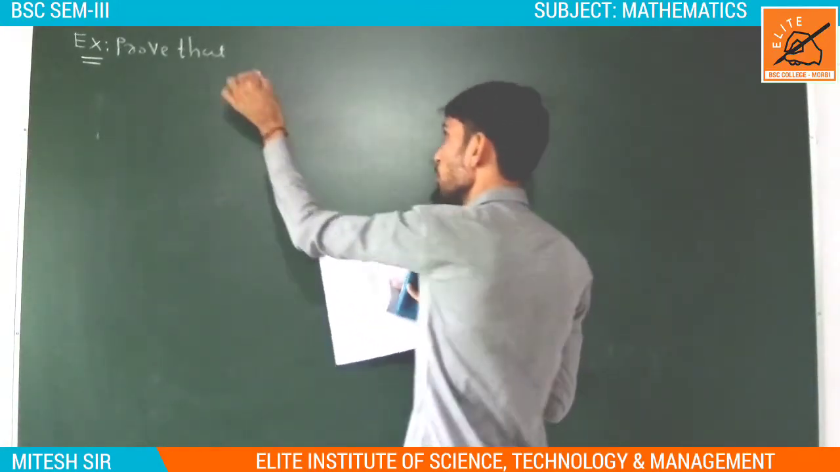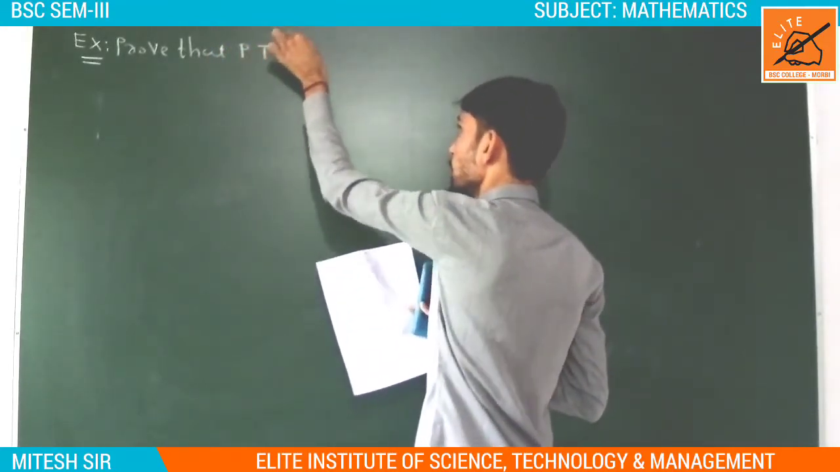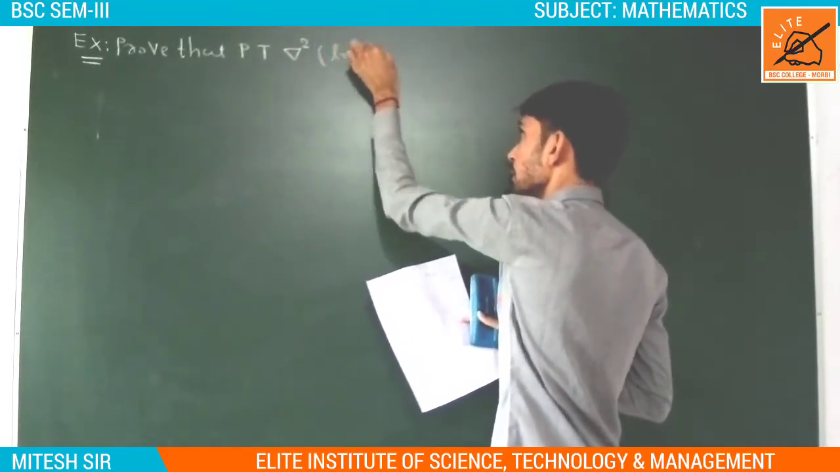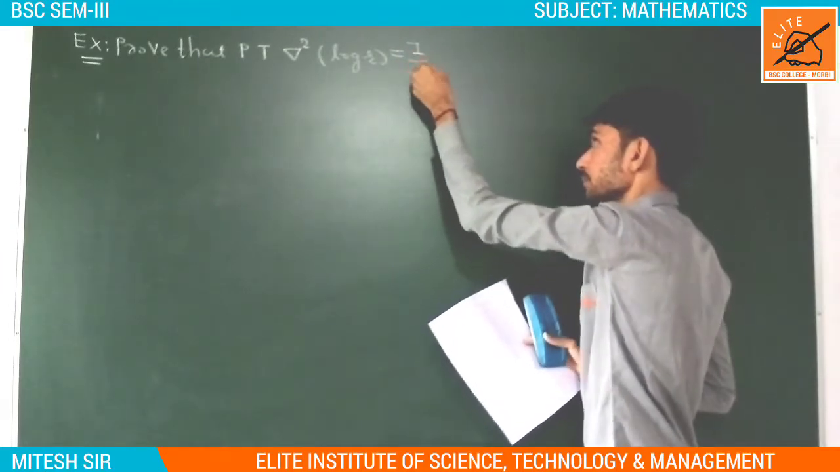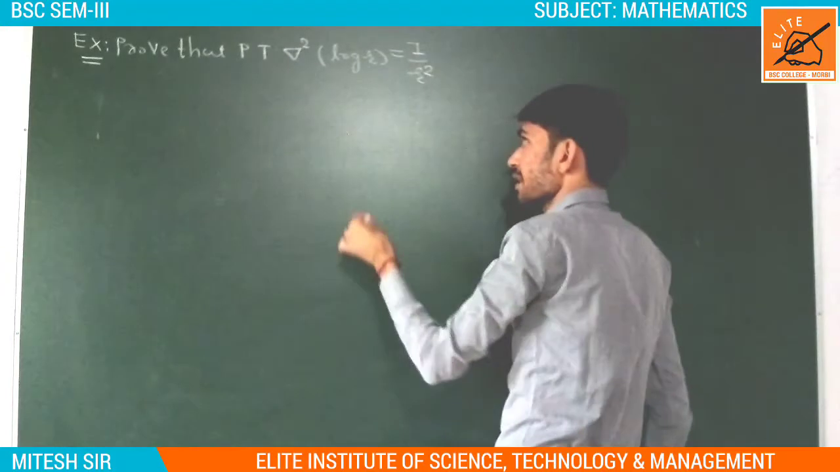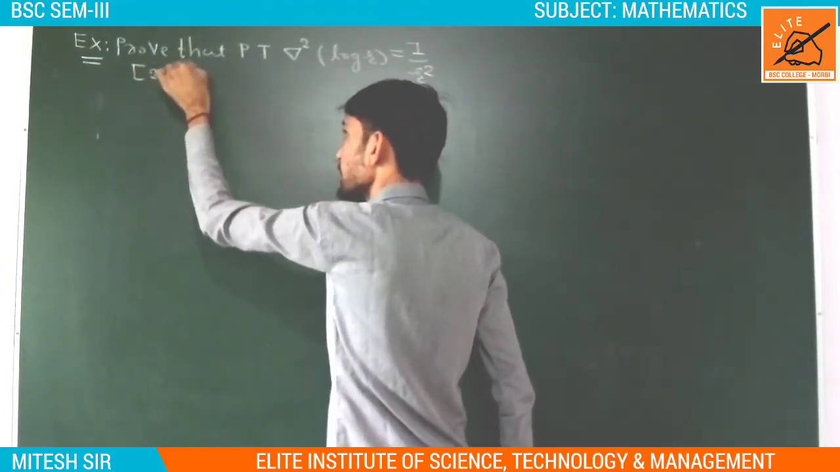Our next result is: prove that nabla square log r is equal to 1 upon r square. And this question was asked in the 2018 paper for 3 marks.